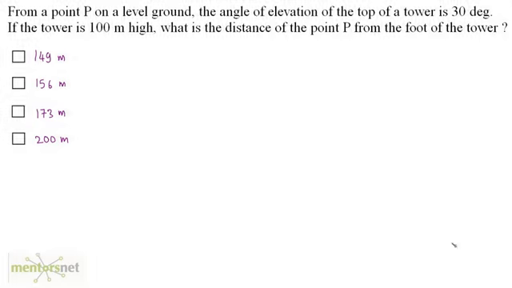From a point P on a level ground, the angle of elevation of the top of a tower is 30 degrees. If the tower is 100 meters high, what is the distance of the point P from the foot of the tower? Okay, so this is the point P and this black one is the tower. Now we have been given that the angle of elevation of the top of the tower is 30 degrees, right? And we have been given the height of the tower. So this is 100 meters.